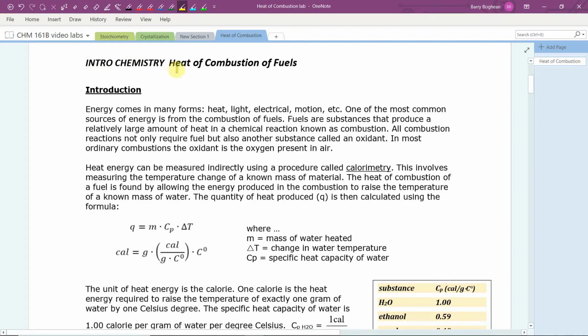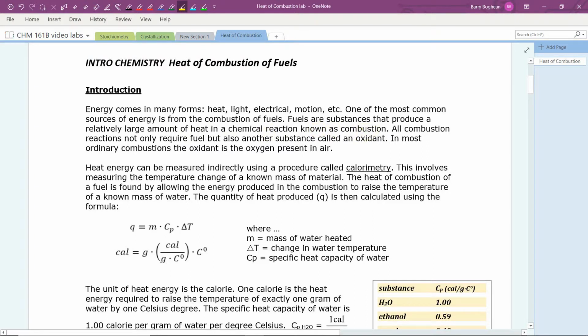Intro chemistry, the heat of combustion of fuels. Energy comes in many forms, like heat and light, electrical energy, motion, which is kinetics. One of the most common sources is from the combustion of fuels. And as you no doubt know, fuels are substances that produce a relatively large amount of heat in a chemical reaction that we call combustion.